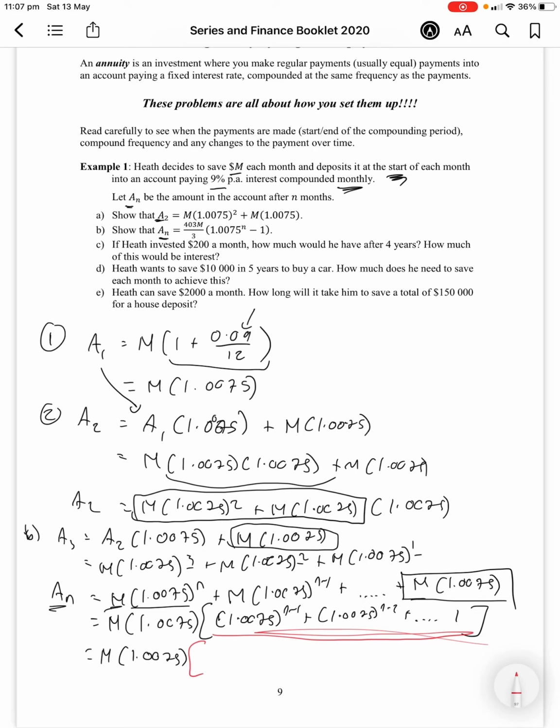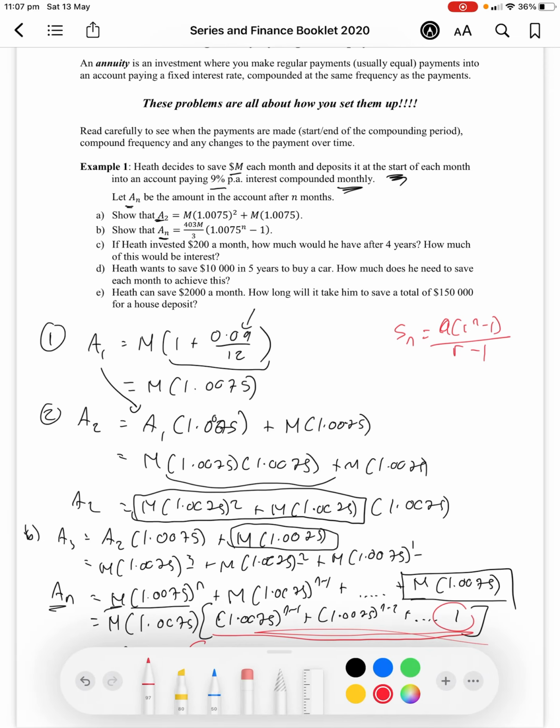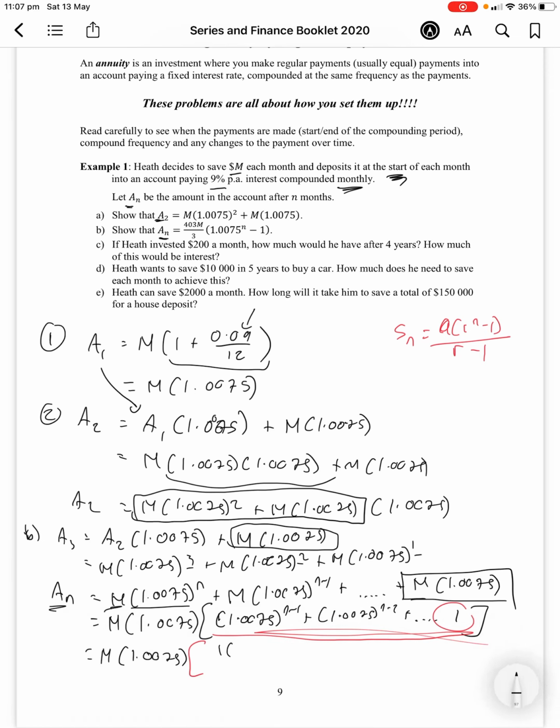Remember, the geometric series is Sn equals a times r to the n minus 1 over r minus 1. So my initial term is 1, so I'm going to put that in as 1. My multiplier, you can see what it's going up by. It's going up by what's in the brackets, which is my interest rate to the n minus 1. Remember, that's all in brackets. We probably won't need it because we're multiplying it by 1 over 1.0075 minus 1. So we have that right there.